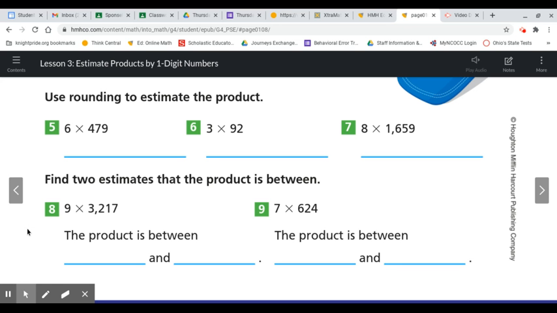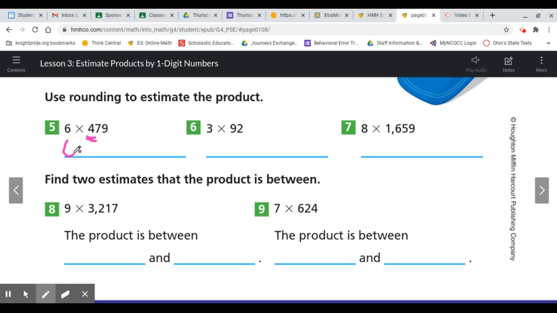Now let's finish up page 88 here together. For questions 5 through 7, it tells us to use rounding to estimate the product. So our first one here, we have 6 times 479. Let's always try and round to the highest place value that our number goes to. So we're going to be rounding to the hundreds place here.